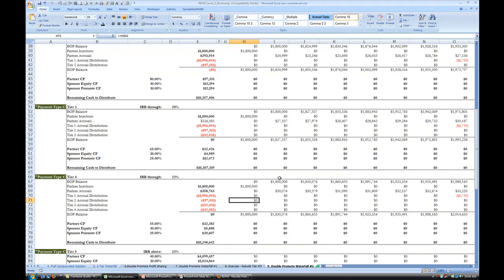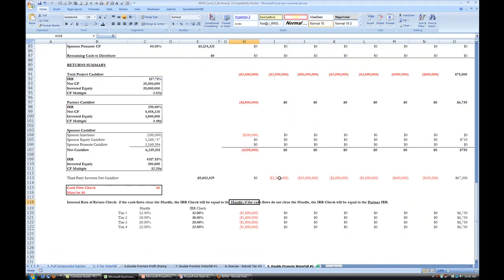Again, beneath the final tier, Tier 5, we show a summary of the returns to the partner and sponsor and run an overall cash flow check and an IRR hurdle check. Take the time you need to look through this tab in detail as well.